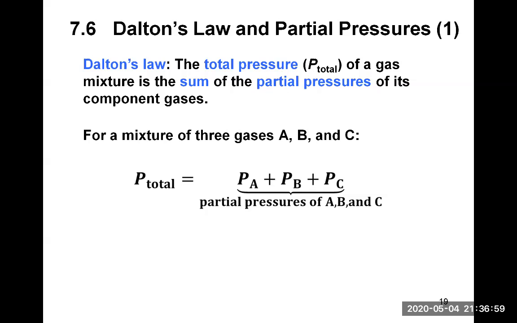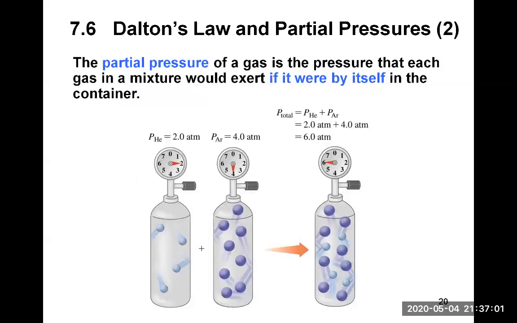So what is a partial pressure? The partial pressure of a gas is the pressure that each gas in a mixture would exert if it were by itself in the container. So let's look at an example here.